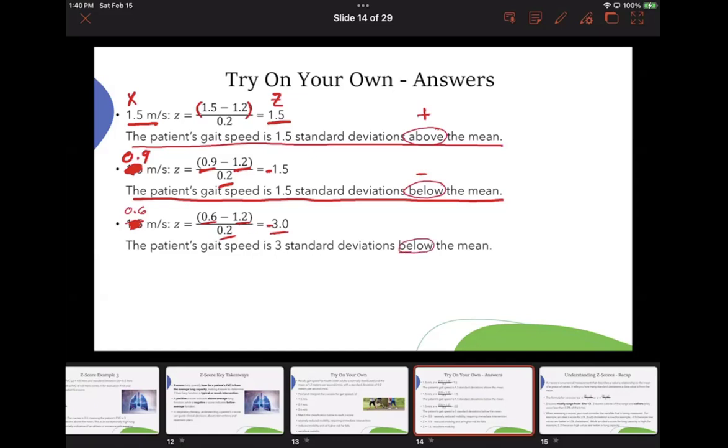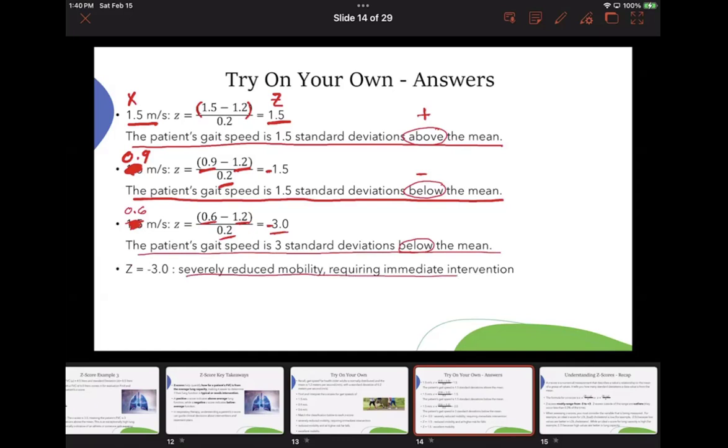This patient's gait speed is 3 standard deviations below the mean. Okay, so we're going to classify that as severely reduced mobility, requiring immediate intervention. That is the worst of the 3 z-scores that we have. So this is 1.5, negative 1.5, and negative 3.0. And this one is the worst.